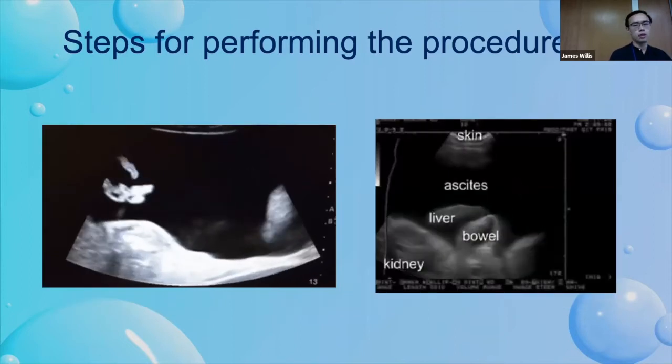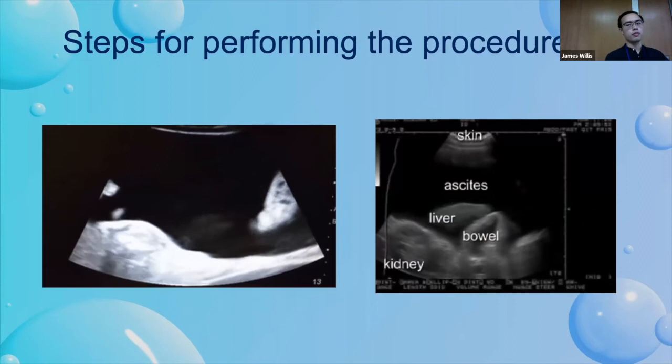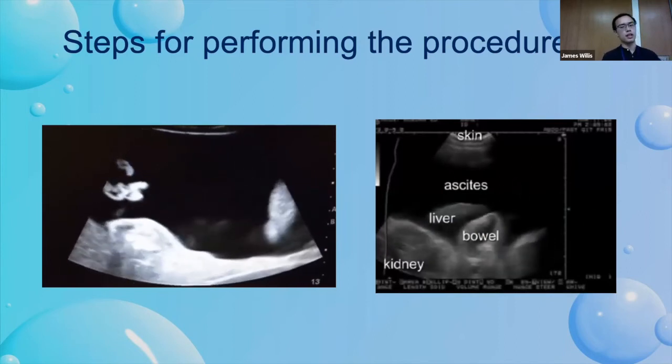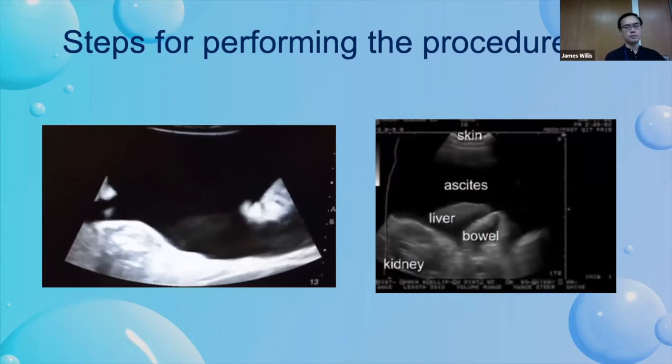And you can find the site with ultrasound. Basically, you want to look for ascitic fluid with no loops of bowel or solid organs. And you can ask the patient again to turn slightly towards you so the bowels will float up.